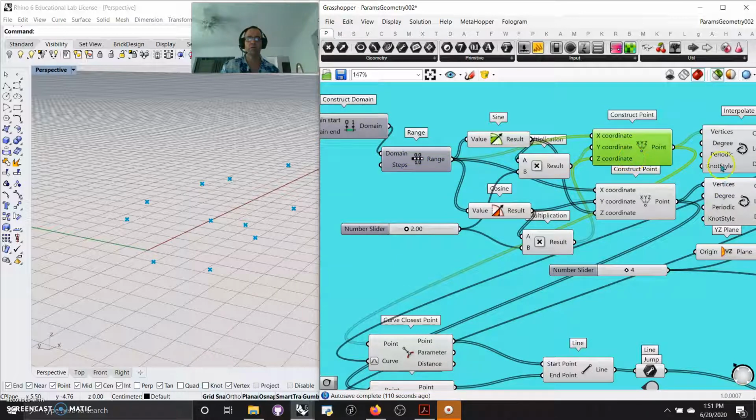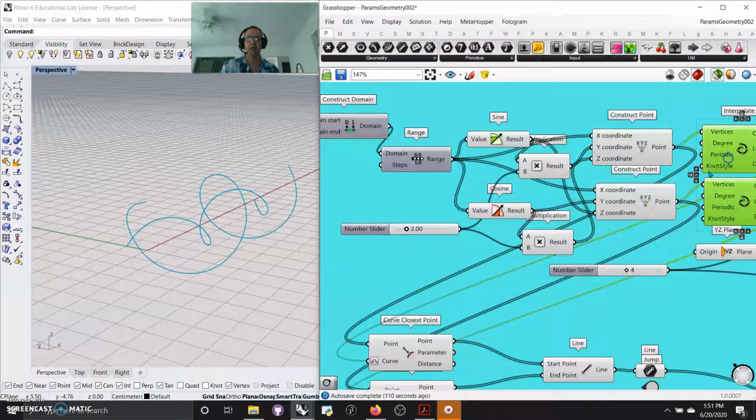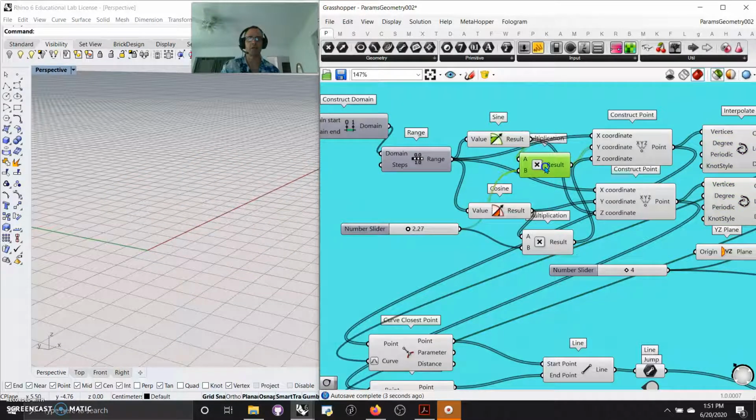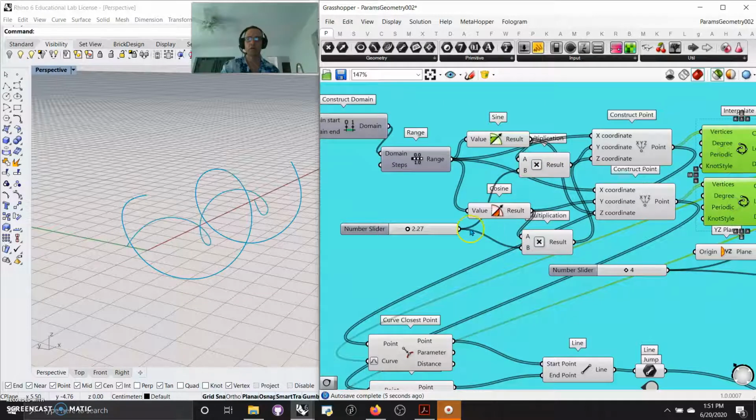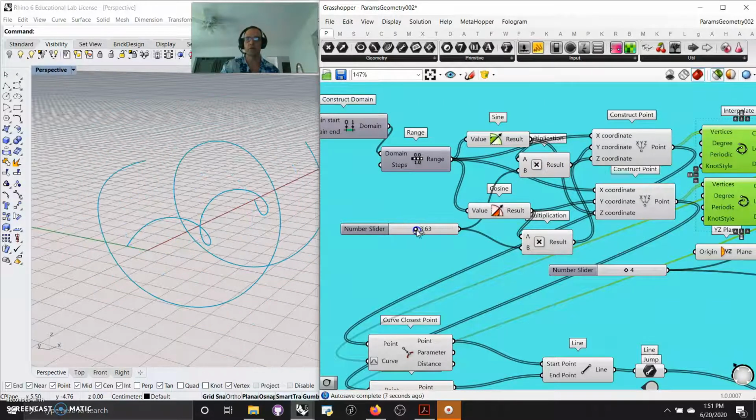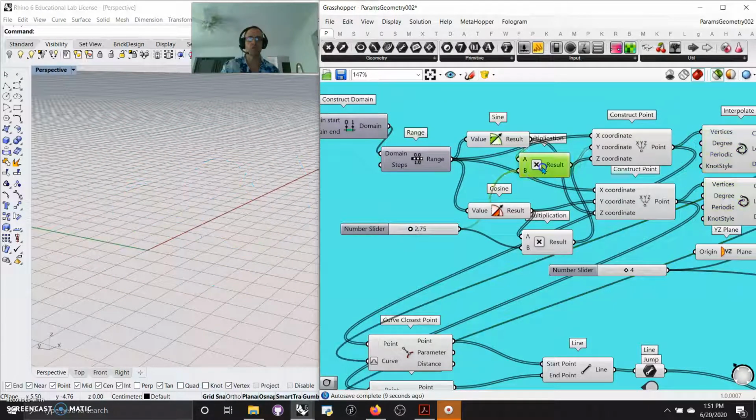Points that can be interpolated there and there. And I can magnify them or shrink or enlarge them. And they should be connected to that amplification too. I'm wondering why that one didn't provide too much change. Where have I disconnected things?